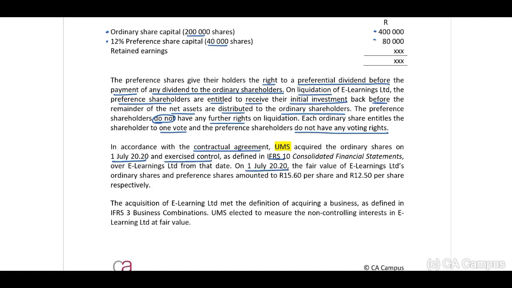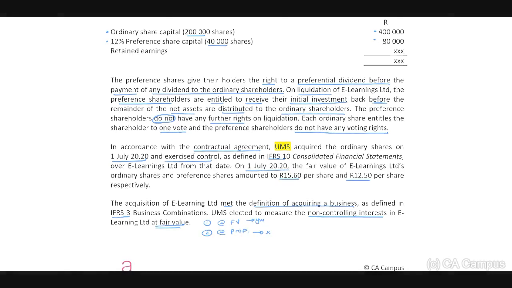On 1 July 2020, the fair value of eLearnings Limited ordinary shares and preference shares amounted to R15.60 per share and R12.50 per share respectively. The acquisition of eLearnings Limited met the definition of acquiring a business as defined in IFRS 3. Upgrade My Skills elected to measure the non-controlling interest in eLearnings at fair value, remember, either at fair value or at proportionate share, right? If at fair value, it will share in the goodwill. If at proportionate share, it will not share in the goodwill.